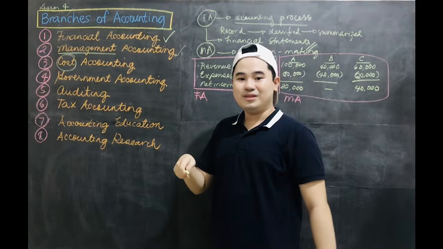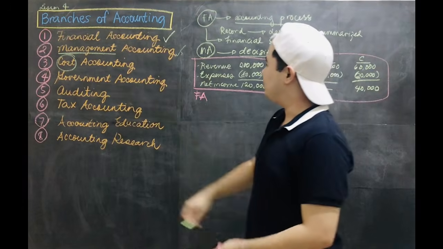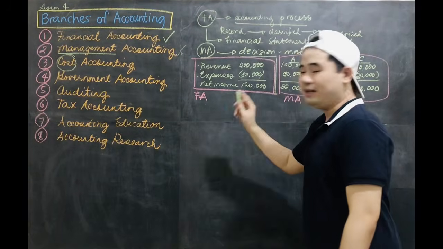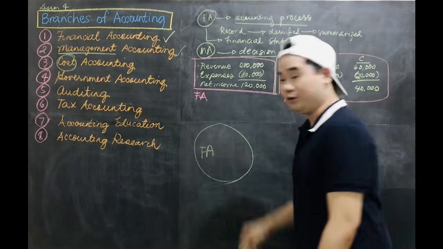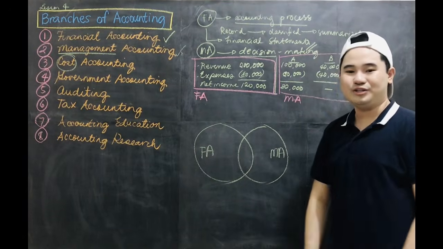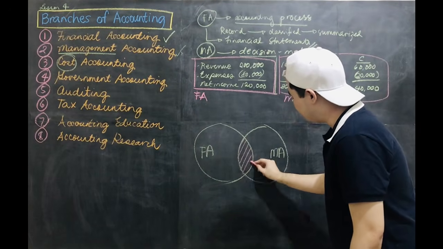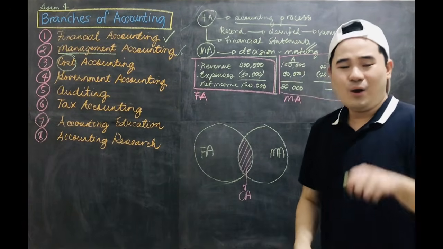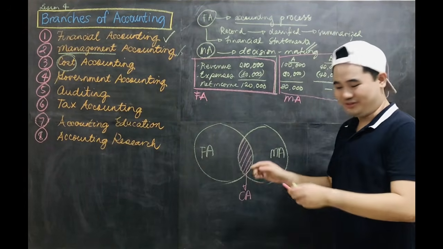Okay, so in cost accounting, let's put it in a Venn diagram to see the relationship between financial accounting, management accounting, and cost accounting. Let's say, for example, this first circle is financial accounting. And then, this second circle is management accounting. The overlap between financial accounting and management accounting is cost accounting. Now, why is cost accounting the overlap between financial accounting and management accounting?